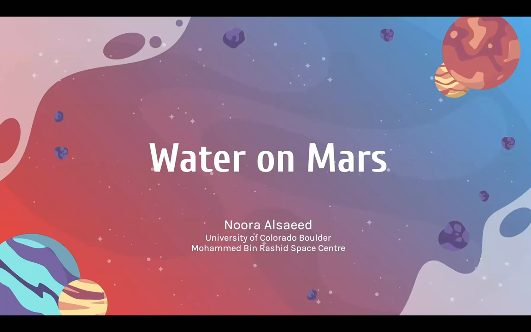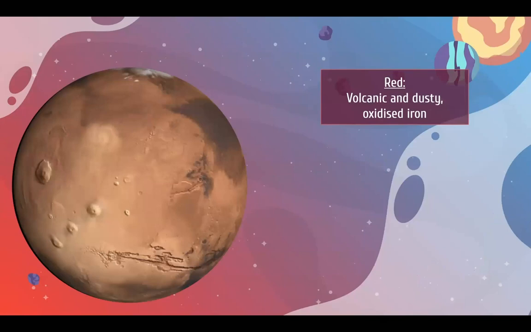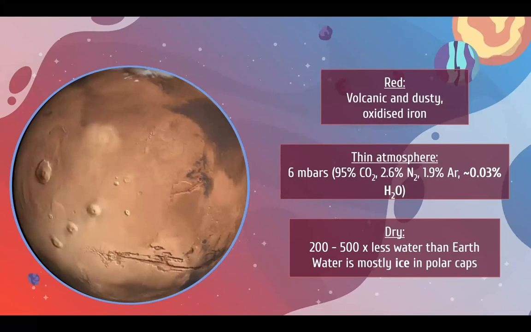Starting with the basics, Mars is a dry, dusty, volcanic planet with a thin atmosphere. We know a lot about it already when it comes to the geology of the surface and the composition of the atmosphere. For example, the atmosphere is really thin compared to that of Earth. It is around 6 millibars, whereas on Earth's surface you would experience 1 bar of pressure. So that's about 1,000 times less on Mars.